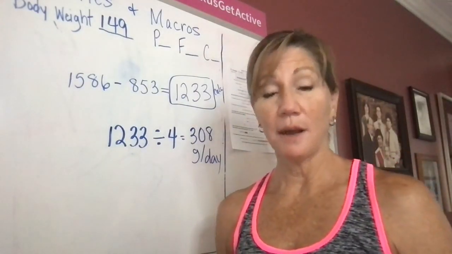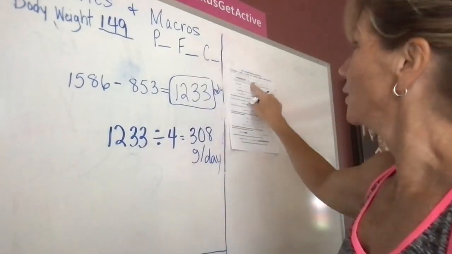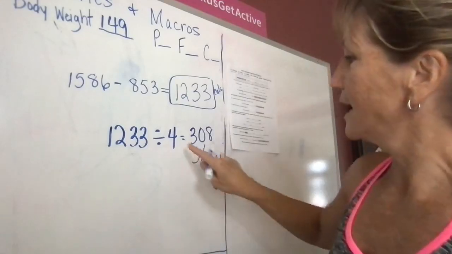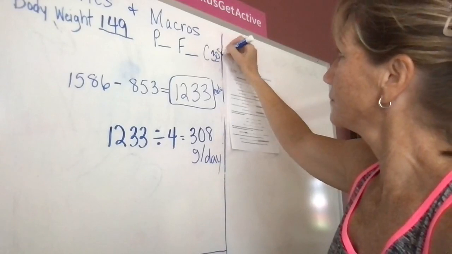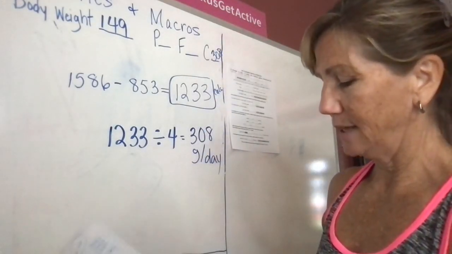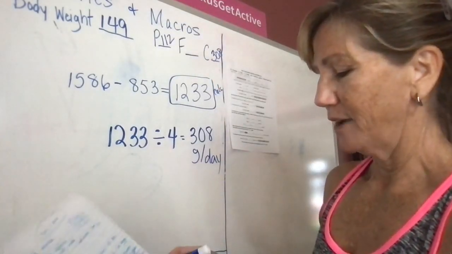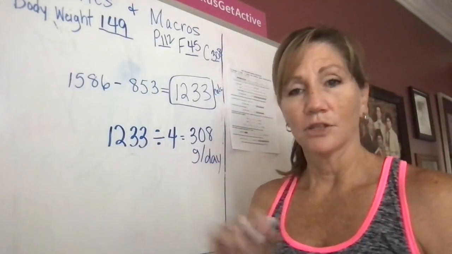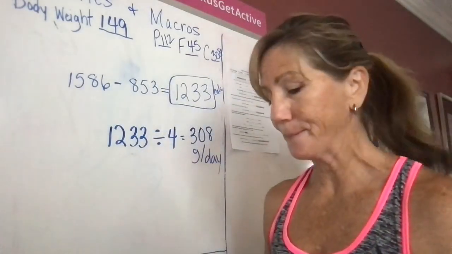We now have 3 numbers. We're going to plug those in at the top where it says protein grams per day, carbs, and fats. So my carbs per day is 308. My proteins per day is 112. And my fats are 45. So at the top of your worksheet, you're going to fill in those 3 numbers. Okay?